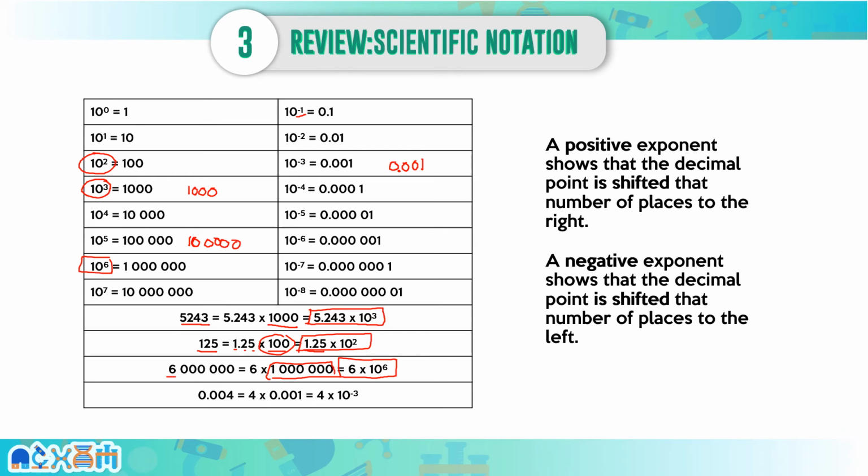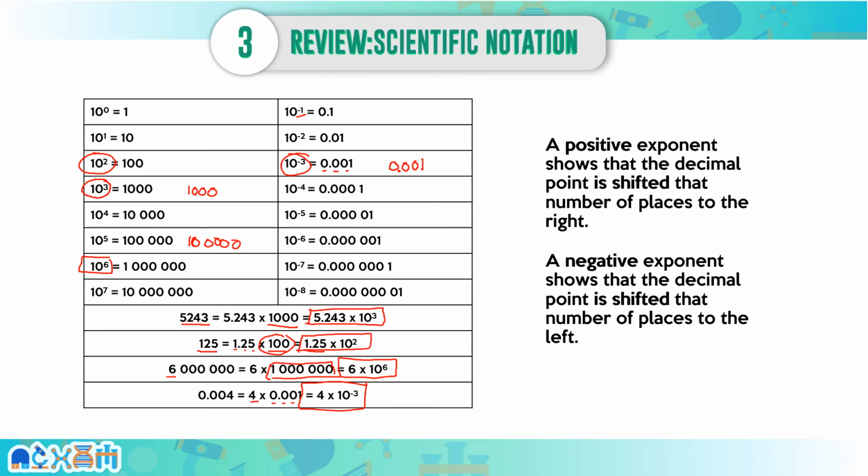If you have a small number such as 0.004, it means that you have 1, 2, 3 places before the 4. So that's 4 times 10 to the negative 3. So that's how you do it.